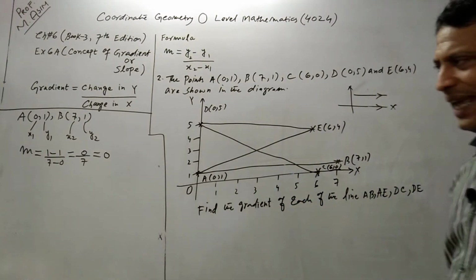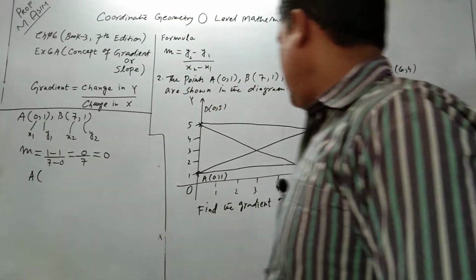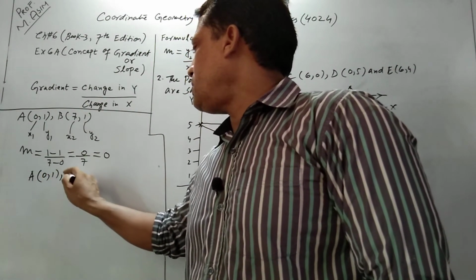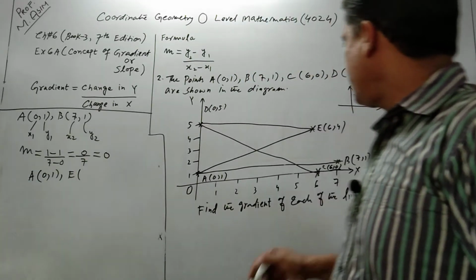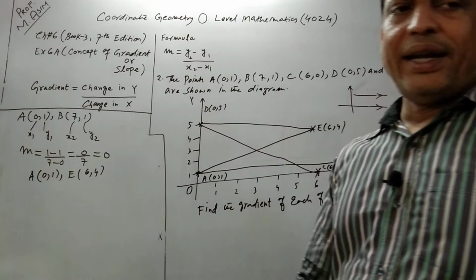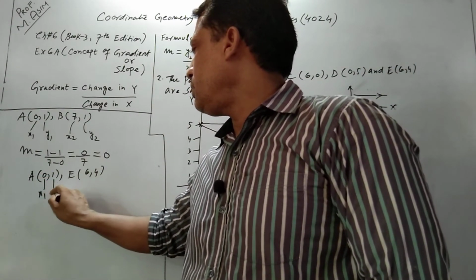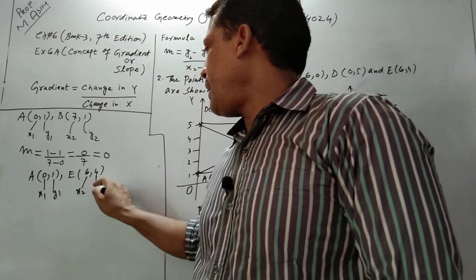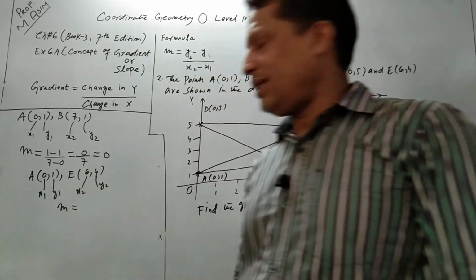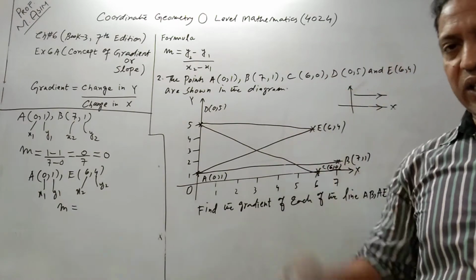Now see the line AE. What is the coordinate of A? 0, 1. What is the coordinate of E? 6, 4. How to find the gradient? Again, this is x1, this is y1, x2, this is y2. Hence, the gradient is, what is the formula? y2 minus y1 upon x2 minus x1.